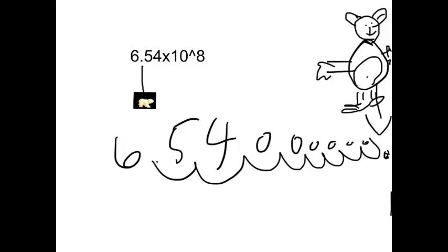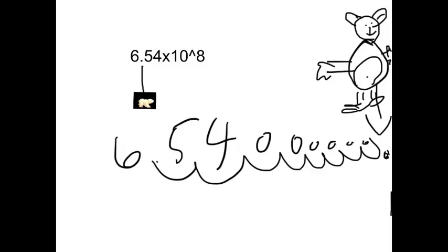All right, so we're starting out with this number, 6.54 times 10 to the 8th, and we are going to attempt to explain a way to put this number in scientific notation in a fun and memorable way. So let's think of the decimal point as a little cub, and you want to make sure the cub gets to its mother because the cub is lost.